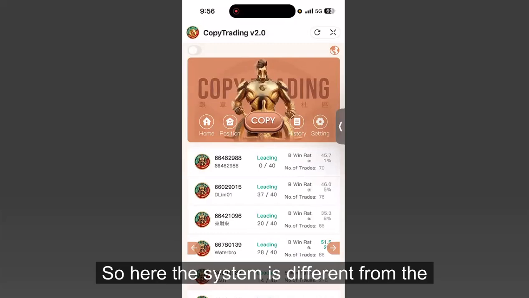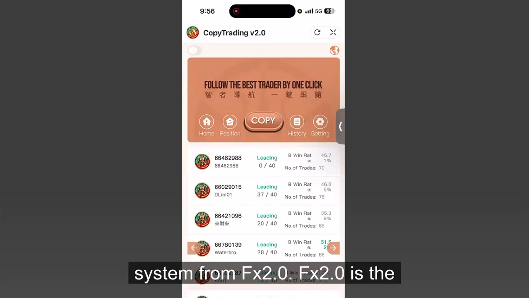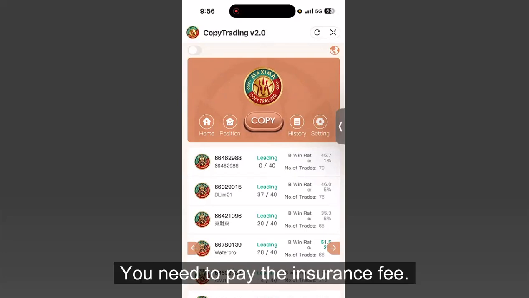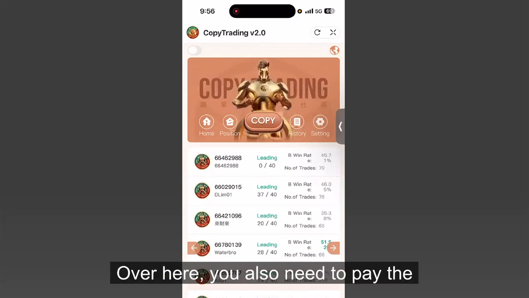So here the system is different from the FX 2.0 system. FX 2.0 is a manual system. You need to pay the insurance fee. Over here, you also need to pay the insurance fee.